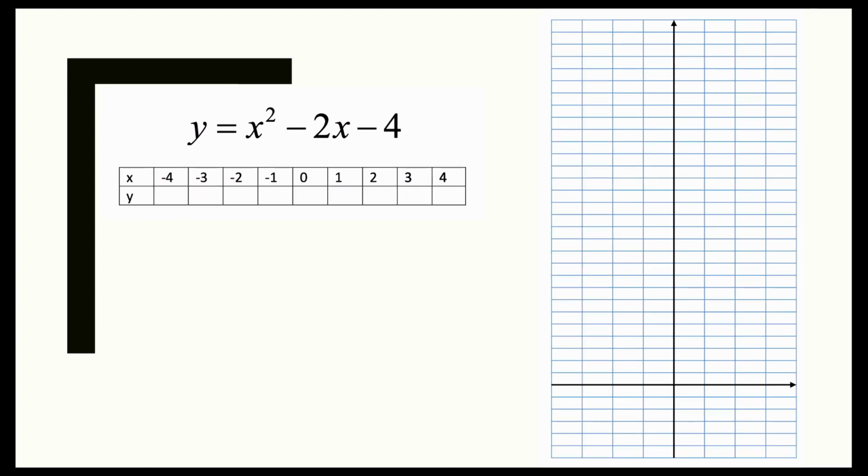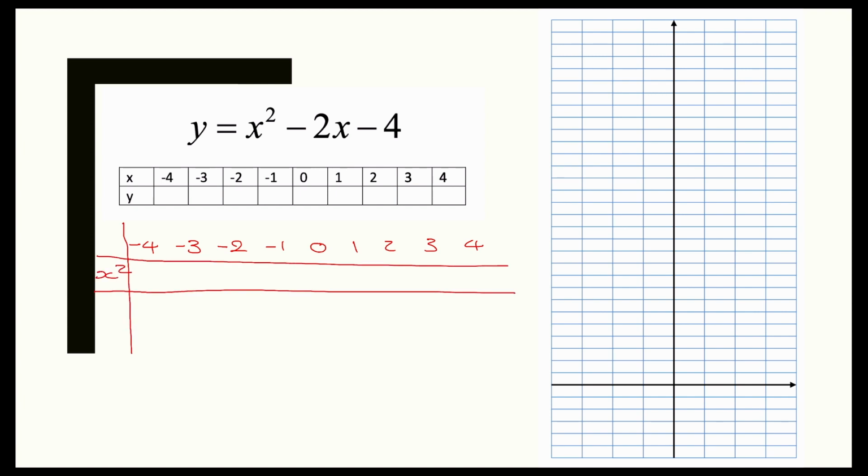Finally, looking at our last question, we have y equals x squared minus 2x minus 4. Again, we are going to draw our extended table, but since we now have 3 terms, we need to make sure that we have an extra row. Since we are starting with x squared, we are going to square our x values again. Now we have minus 2x. This means we are multiplying our x by minus 2.